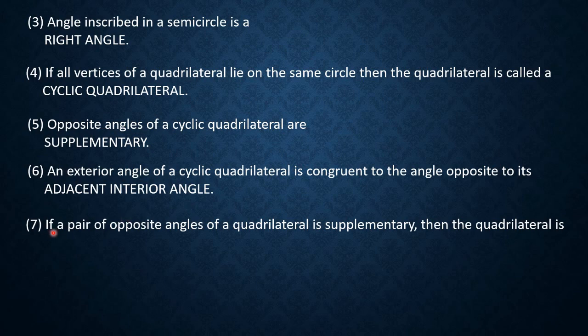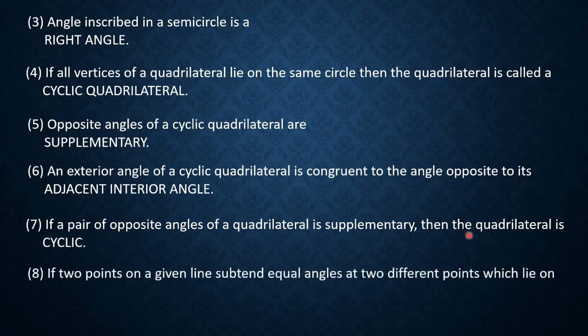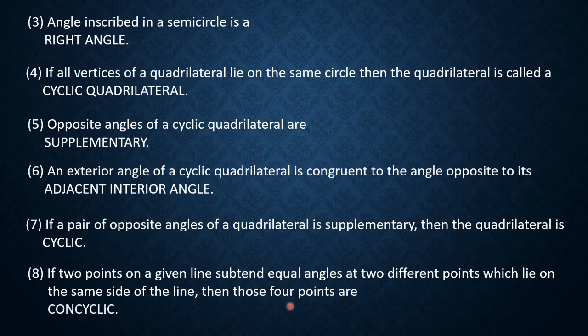This is a converse of the cyclic quadrilateral theorem that states if a pair of opposite angles of a quadrilateral is supplementary, then the quadrilateral will be cyclic. And the last point, if two points on a given line subtend equal angles at two different points which lie on the same side of the line, then the 4 points are said to be concyclic. By concyclic, we mean that each point lies on the same circle.